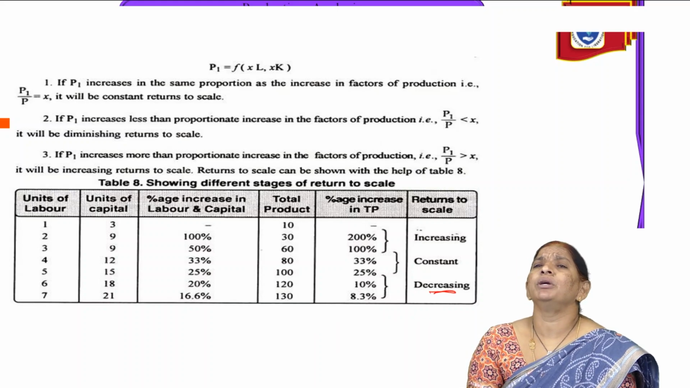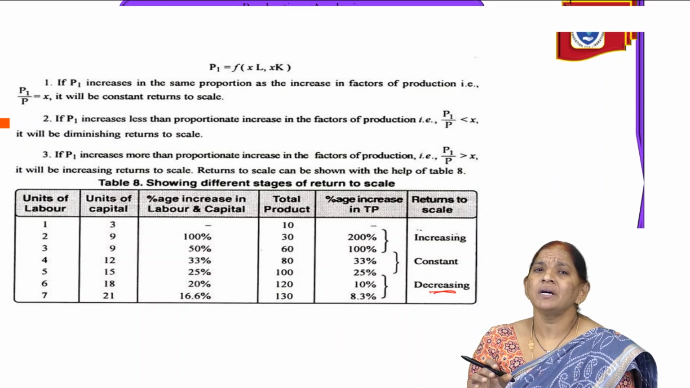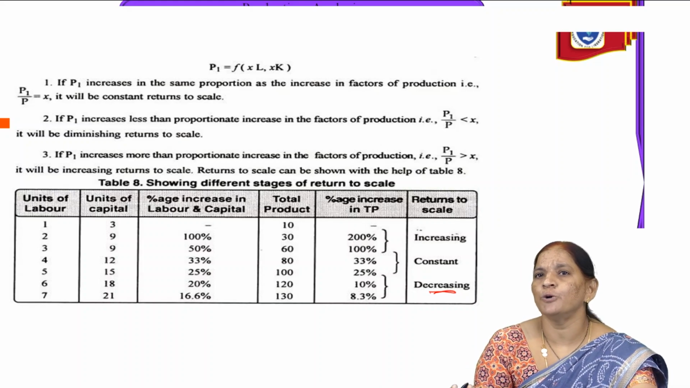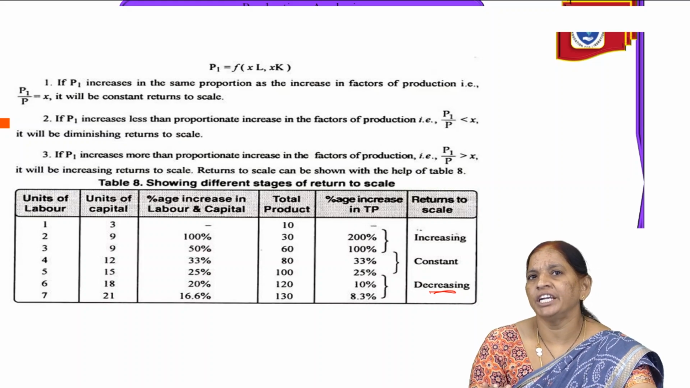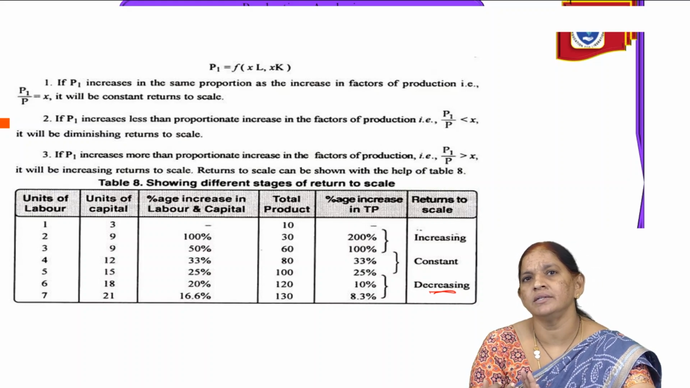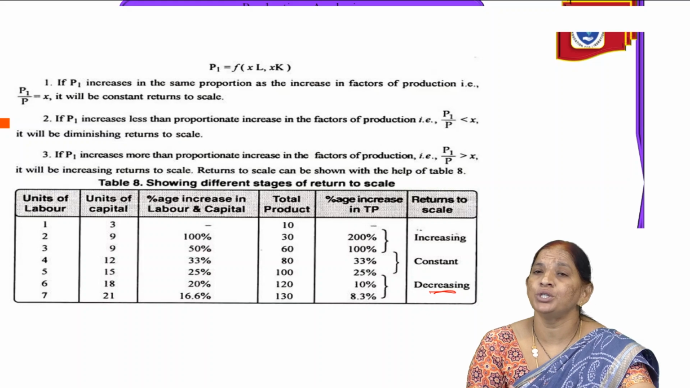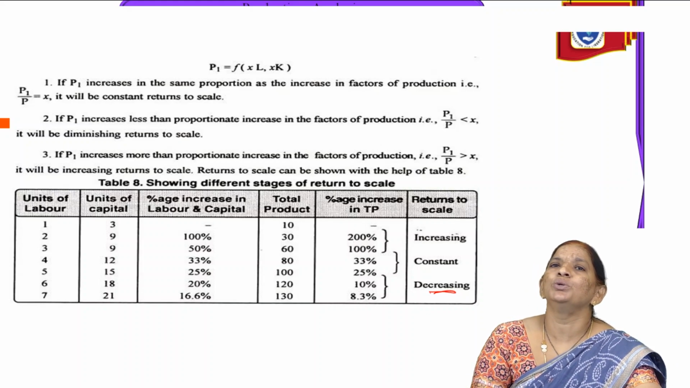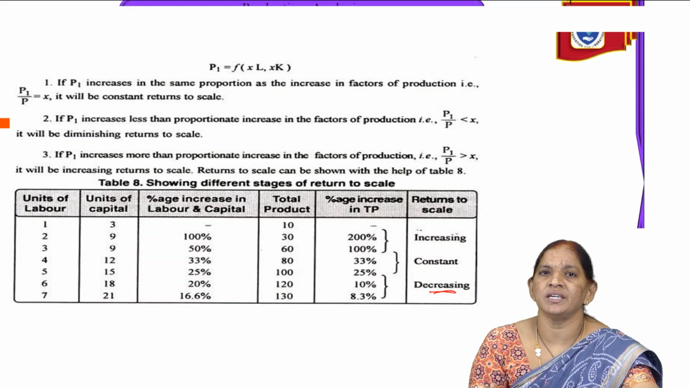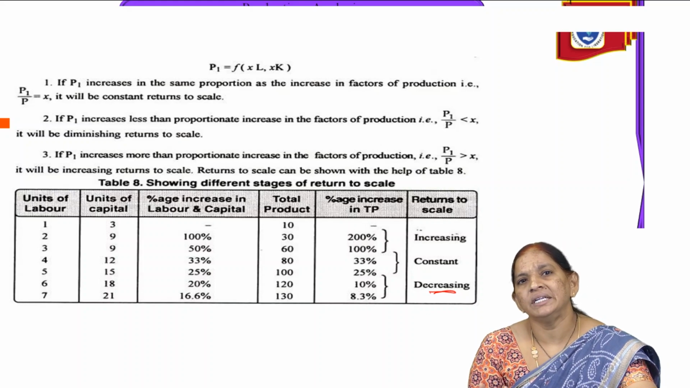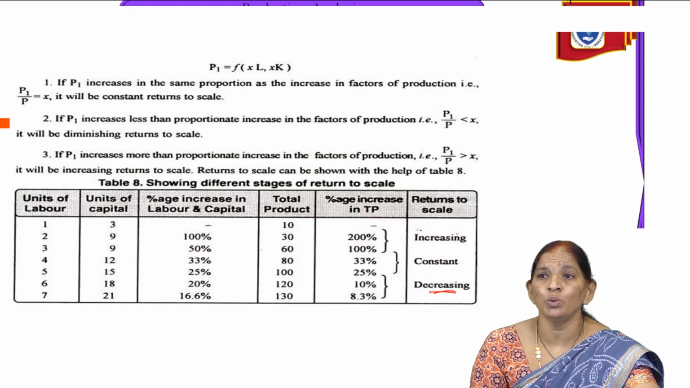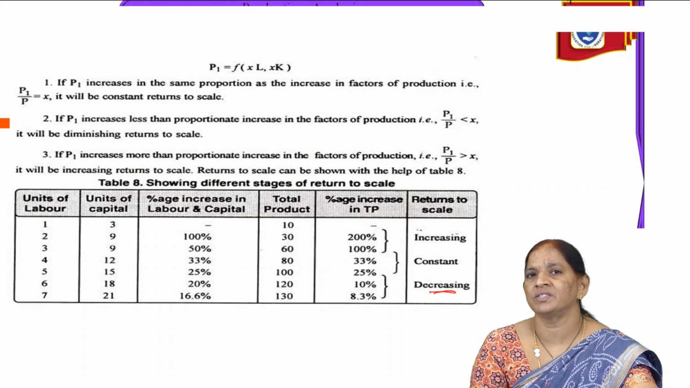This means that in the long run, the reasons for getting the same increasing, constant and diminishing returns as we get in the short run are due to the economies of scale and also the diseconomies of scale. So we should know what economies of scale and diseconomies of scale are.